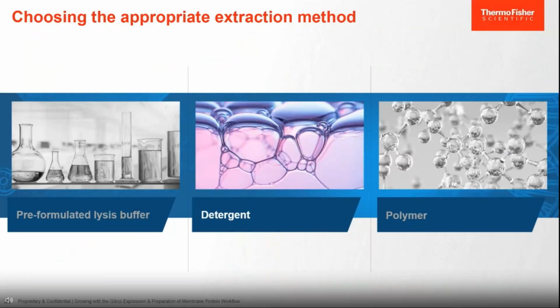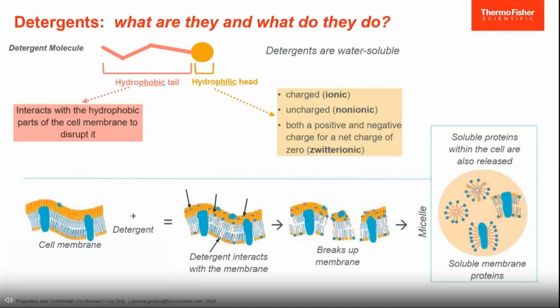Next, we have detergents. Detergents are one of the most commonly used methods. The detergent interacts with the hydrophobic region of the membrane proteins. It disrupts their association with the lipid bilayer and allows them to be solubilized in an aqueous environment. The protein is then incorporated into a detergent micelle that replaces the lipid bilayer and helps to keep that membrane protein stable.